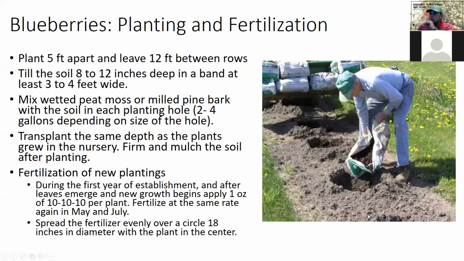This is a pretty good picture there. Granted, I wouldn't plant them that close together, but nonetheless, that's kind of how I would want to prepare the ground. Blueberries definitely do better and respond well to mixing in a wetted peat moss or pine bark with the soil in each planting hole. That addition of organic matter tends to help get them going quicker.